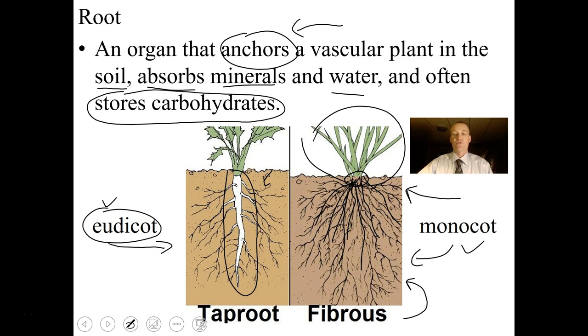Now, if you notice, all of these roots increase the surface area of the plant so that it is better at absorbing minerals and water. And most of these roots are going to have mycorrhizae, which are the mutualistic fungal relationships, where the fungi cover the surface of that and increase the surface area even more to absorb water and minerals.